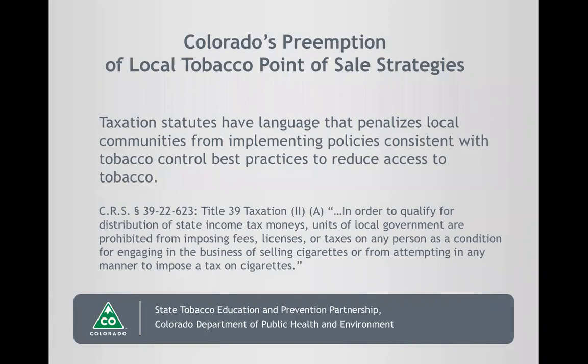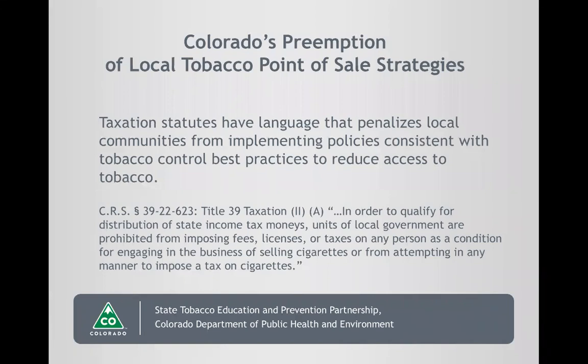And it started approximately 40 years ago. The tobacco industry struck a deal with the Colorado General Assembly and local jurisdictions. At that time, the state implemented a 20-cent tax on a pack of cigarettes. This grand deal was that a portion of that tax that the state collected would then be redistributed back to the local towns, cities, and counties, as long as they did not impose a fee, a license, on the business of selling cigarettes, or a tax on cigarettes.